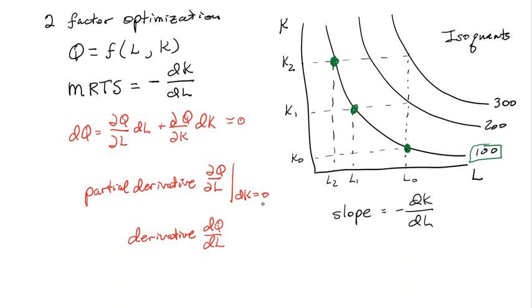Ceteris paribus is at the heart of economics. We always look at things holding something constant. But the derivative doesn't hold anything constant. It looks at the total effect, dq dl. So we didn't have to distinguish before because we have an output function that only has L in it. Everything else is automatically, by not being in the equation, held constant, right?